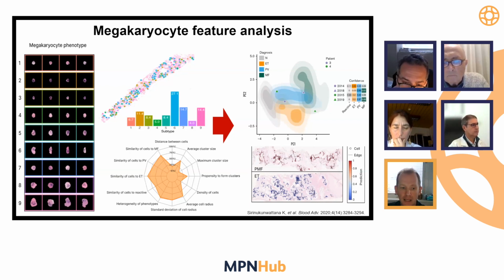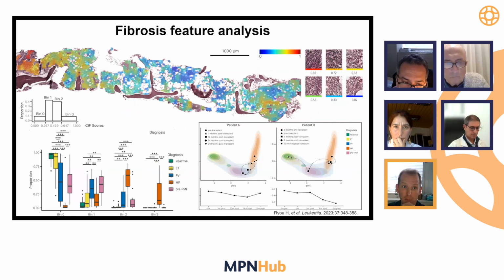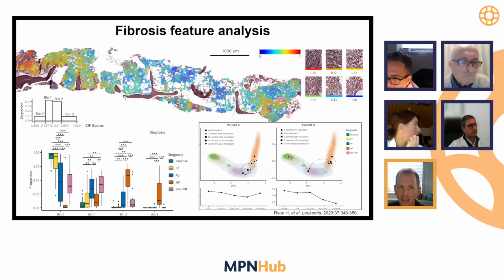In addition to the megakaryocyte features, more recently we've looked at fibrosis and tried to adopt a similar approach and to begin to quantitate fibrosis. Fibrosis is really hard to accurately grade using the WHO grading scheme, which gives a descriptive approach towards grade.